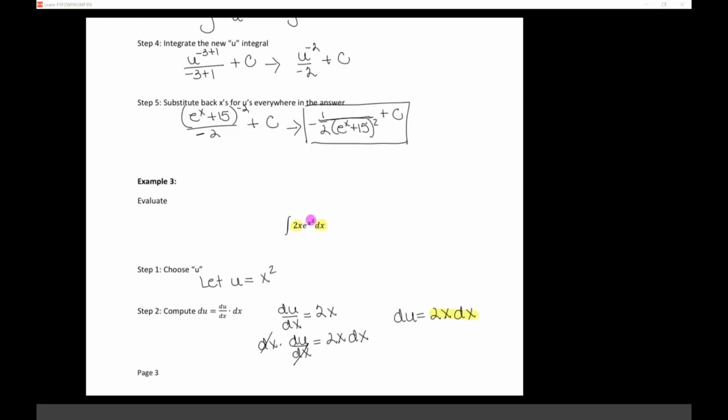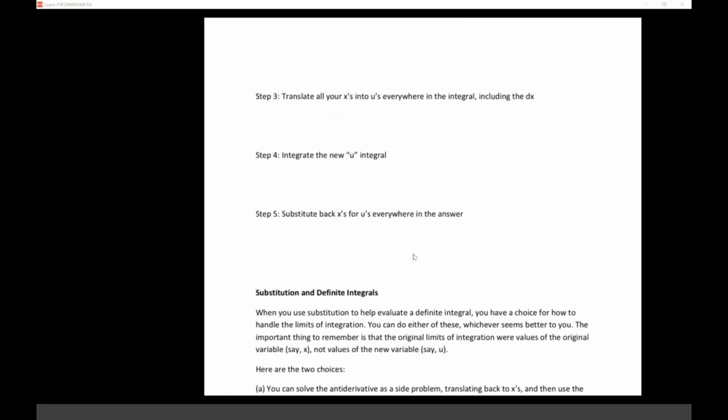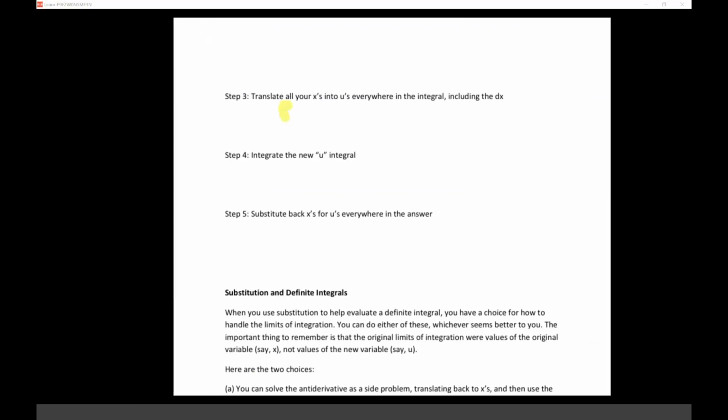All right, next step is doing a translate. So I'm going to have e to the u, and the yellow part here is just going to be du. So I have the integral of e to the u du. Well, that's easy because e to the whatever is its own integral, is its own derivative. So this integrates as e to the u plus c.